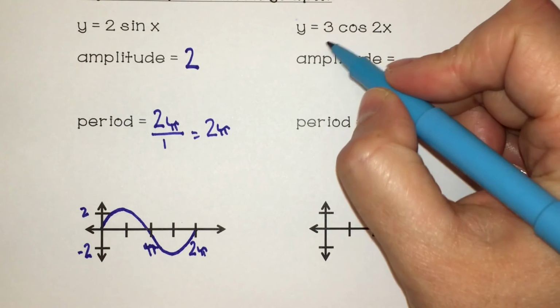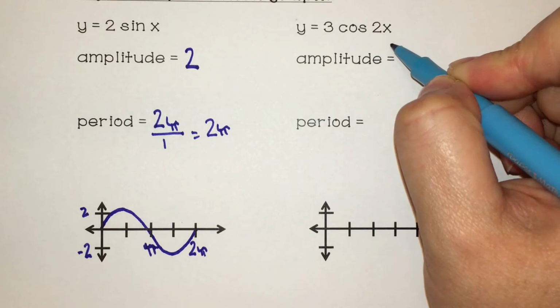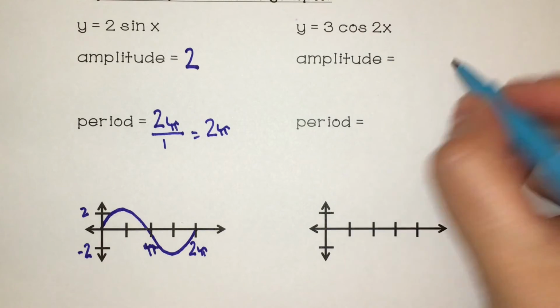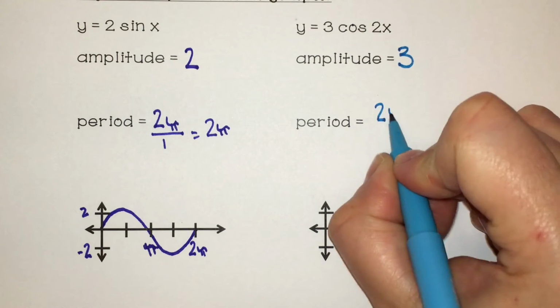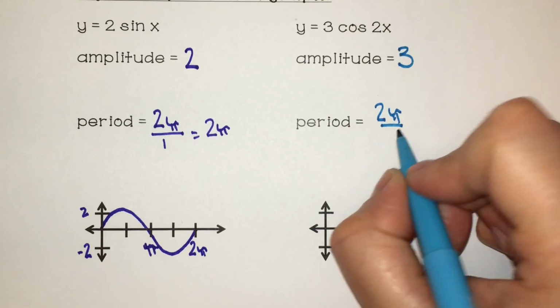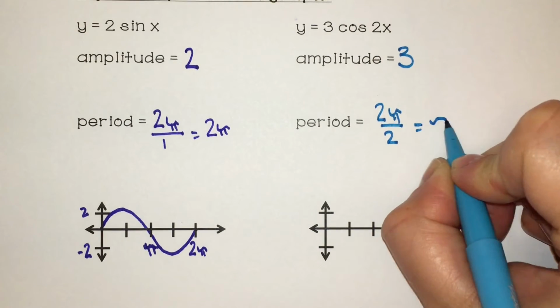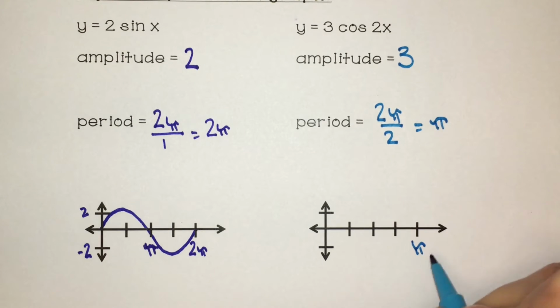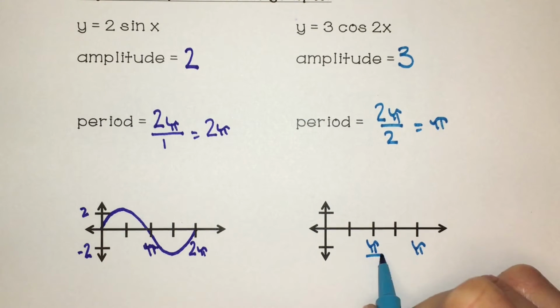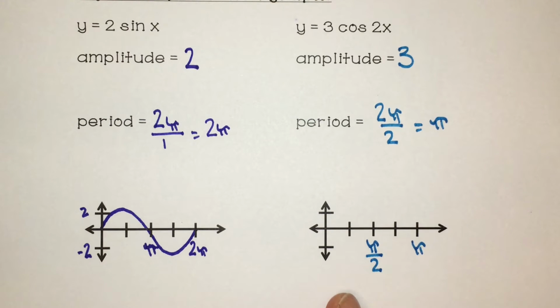Okay, next one, y equals 3 cosine of 2x. Amplitude is 3. All right, the period is 2 pi over the absolute value of 2, which is 2. So the period is pi. That means one cycle goes out to pi. Half of that is pi over 2. I always write down what half is because it makes it easier when you're graphing.